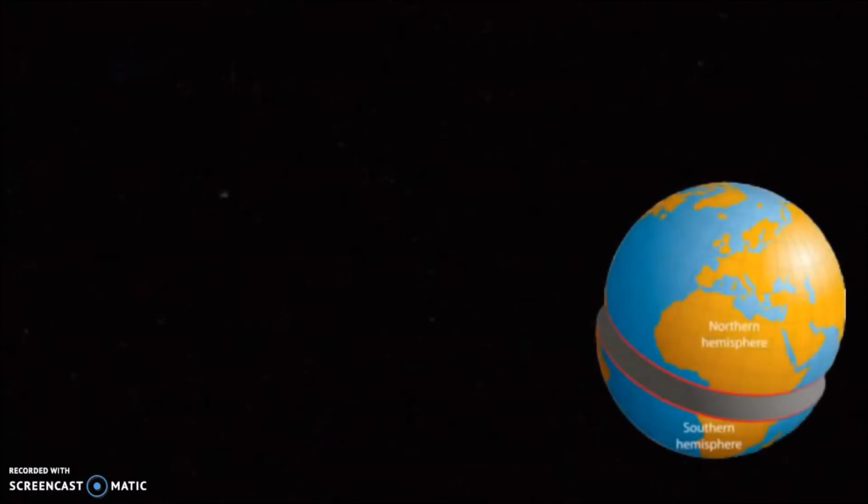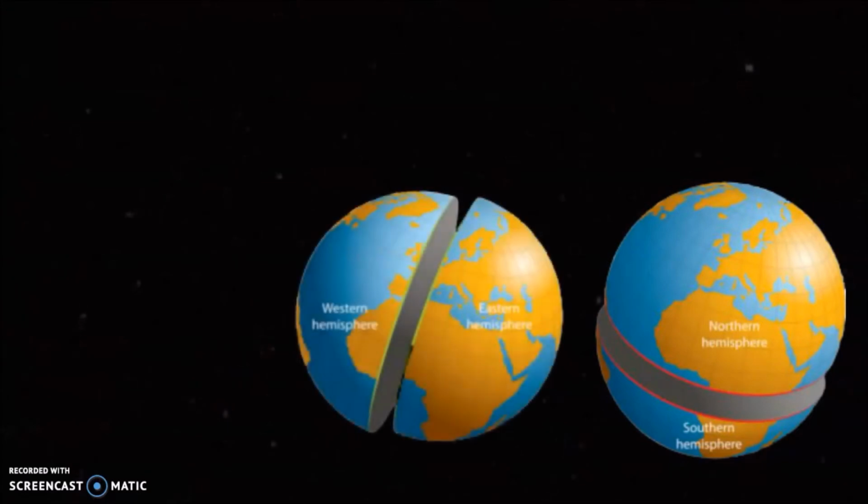The first thing we do is split the world into different parts. First, we split the top and bottom into the northern and southern hemisphere. Then we split the two sides, making it the western and eastern hemisphere. The United States is located in the northwestern hemisphere.